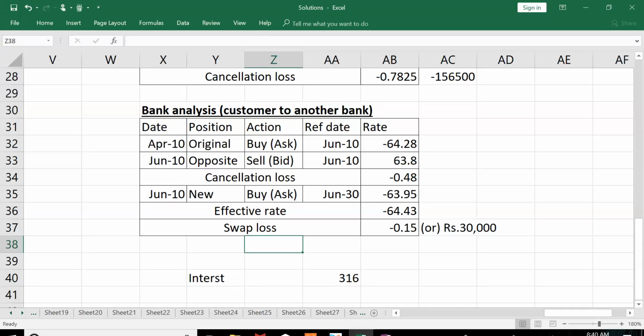Any doubts on this? So the cancellation rate is done, cancellation loss is done, swap loss, interest. Any doubts on the swap loss part? Anybody needs an explanation? We are going to do the same thing in the next question also. Anybody?